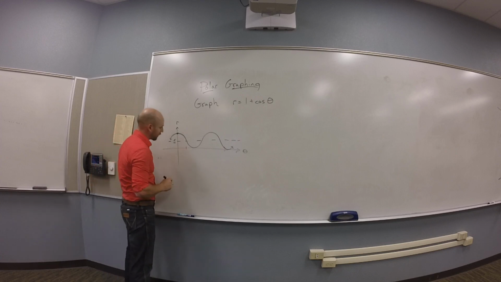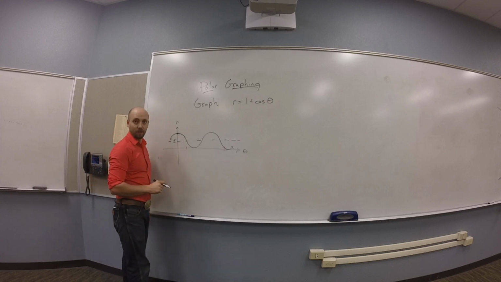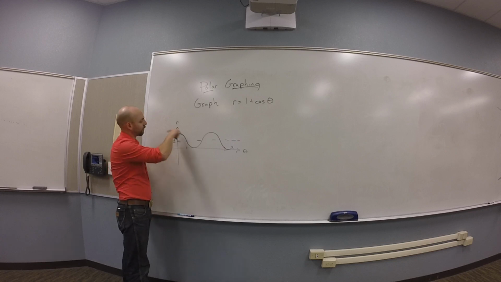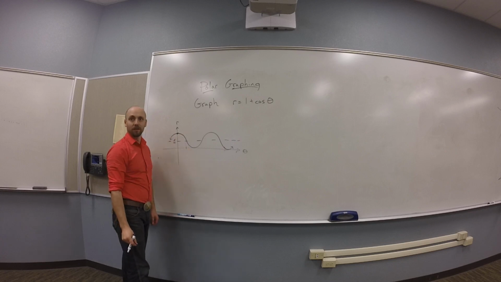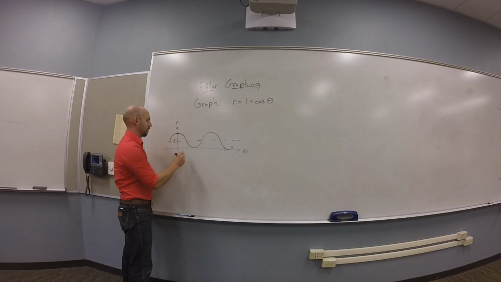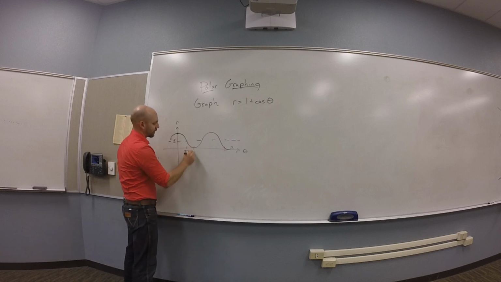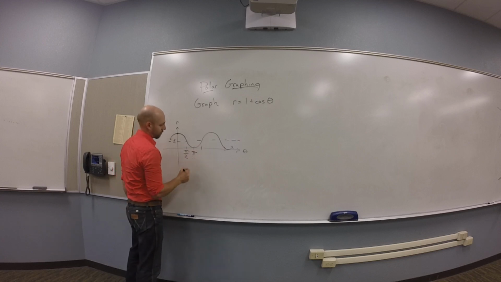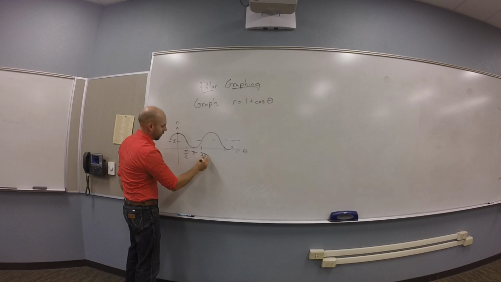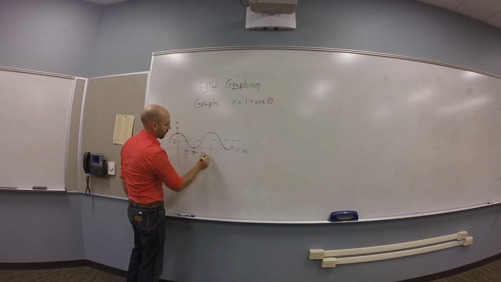Where does this crossing happen in theta land? In other words, where's the first time cosine crosses its midline? Pi over 2, where r is 1. Then 3 pi over 2, and then 2 pi, and that max is at 2 pi.